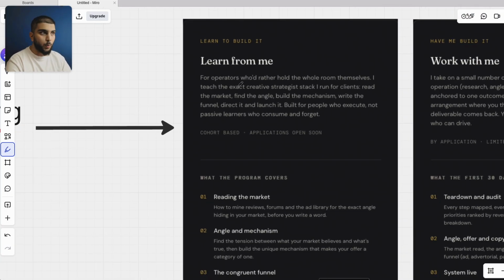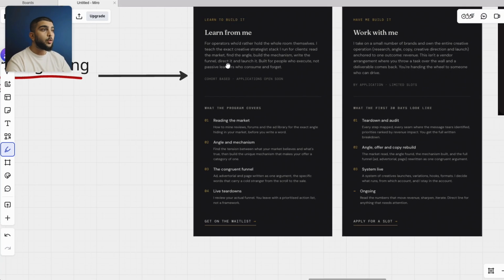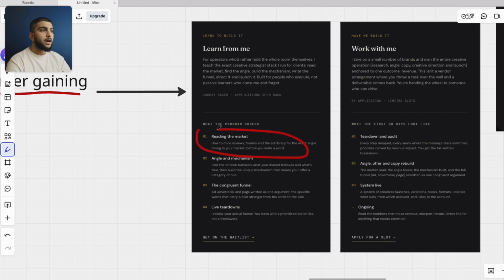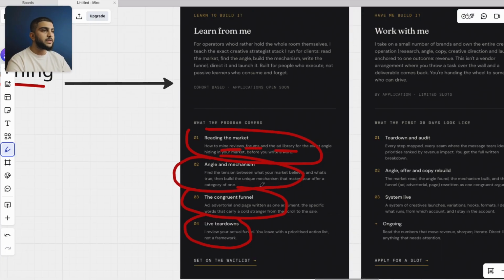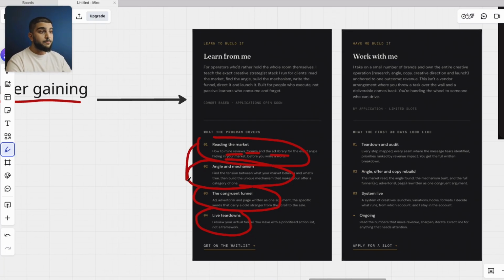So let's say, for example, someone wants to work with me, right? They want to learn from me. We talk about what they're gaining. So first, they understand how to read the market, they understand the angles and mechanisms, they understand congruency and how to actually implement it with their funnel and their landing pages, also live teardowns. These are all things that they will be gaining, and they also go into depth. So for example, talk about how to get reviews, how to do forums, ad libraries, a bunch of additional information. So right here, we've mentioned 4 things and then broken them down and spoken about them over here. And what this does is basically show the client what they will be gaining and how it will benefit them.